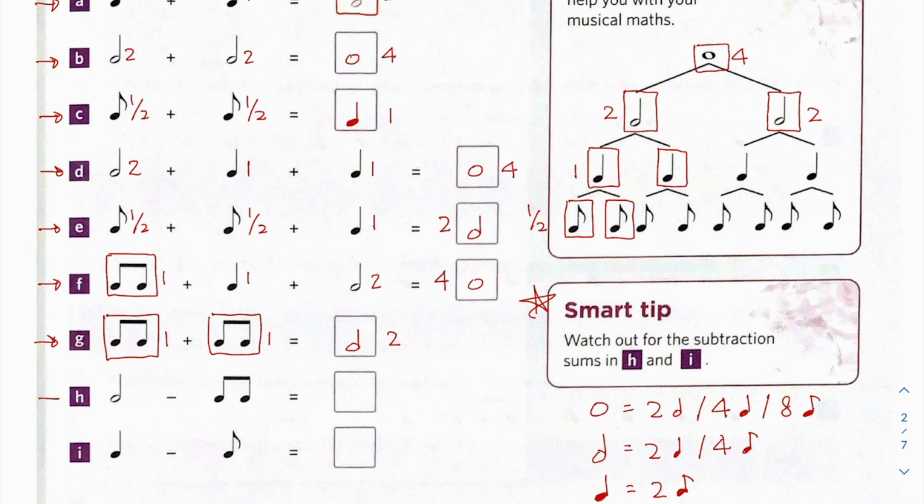So question H, we have a minim, which is 2 counts, minus a pair of quavers, which is 1. So 2 minus 1 equals 1, and the answer would be a crotchet. Question I, we have a crotchet here, which is 1, minus a quaver, which is a half. So the answer would be a half. We can use a quaver here to show the answer.